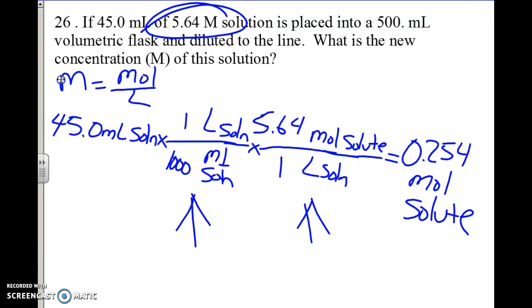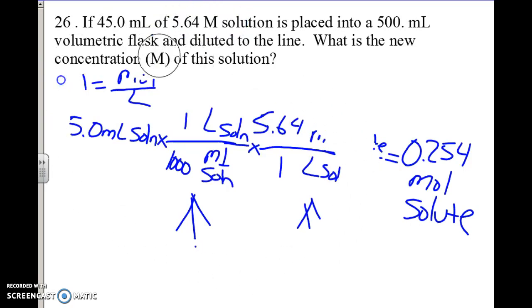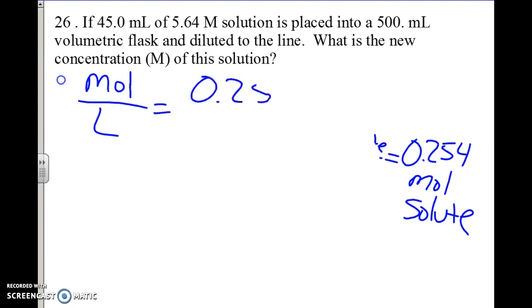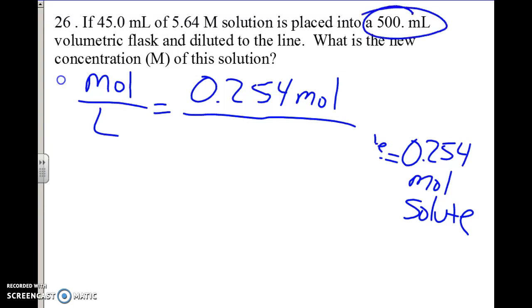I'm going to erase some stuff so I've got a little bit more room to work. So again, molarity is moles over liters. Now we have our moles, 0.254 moles of solute. And now we need our liters. Well, we're putting all of this solution into a 500 milliliter volumetric flask. That means the ending volume is going to be 500 milliliters.